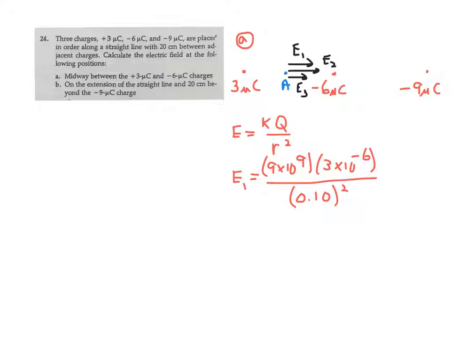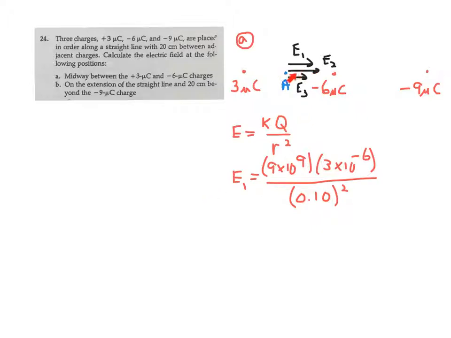I'll let you do that. I'll get you E sub 1. All right. Now, what you will have to do after that, you'll figure out E sub 2. E sub 2 is toward the negative 6 because electric fields are towards negative charges and away from the positive charge, as you saw for E sub 1.